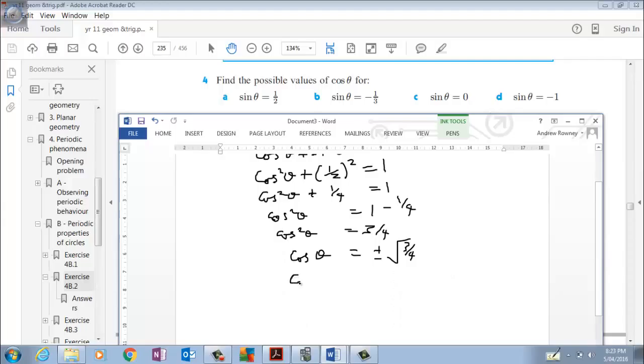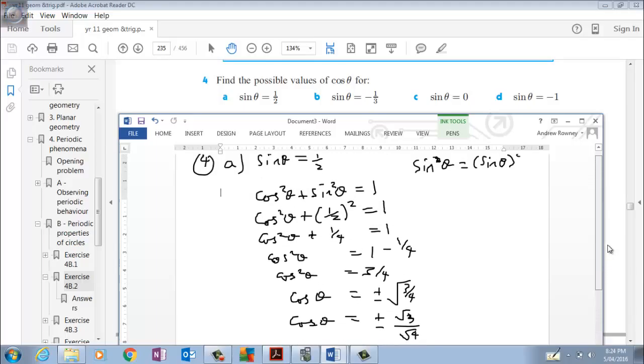Now, that's when you square root 3 on 4, that's the same as square rooting 3 and square rooting 4 separately. And we can square root 4 to get 2, so it's really plus or minus root 3 on 2. And that's the standard value we recognised from the unit circle that we did a while back.